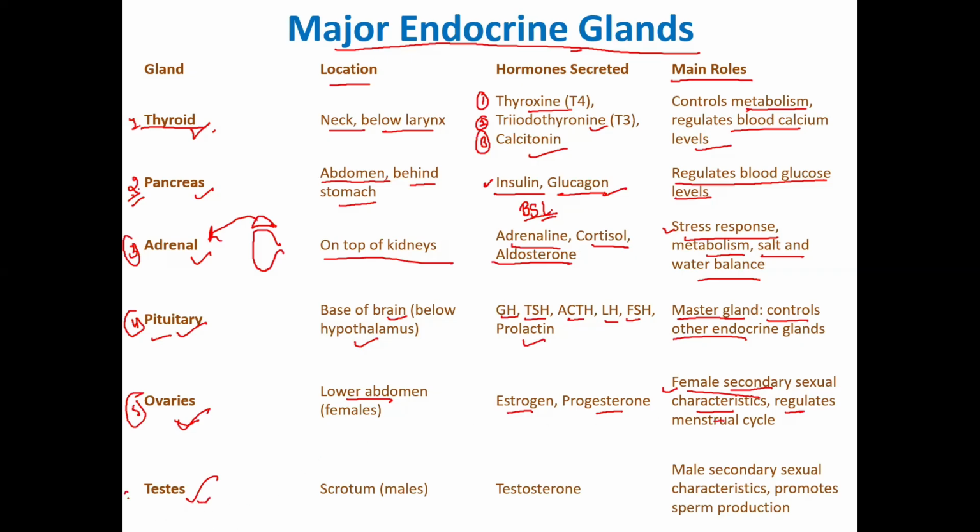Last one is the testis, number 6. Its location is the scrotum in males, and it releases and forms testosterone. It develops male secondary sexual characteristics and promotes sperm production.